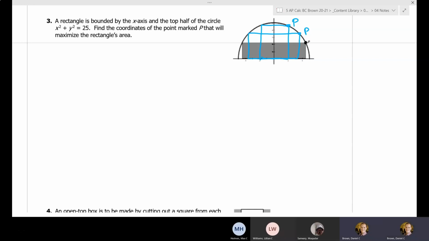This one is a little bit more complicated because you will get more than one critical point, but there will only be one of them that really makes sense in the problem. So maybe I should start off and see if you can write a primary equation in one variable.